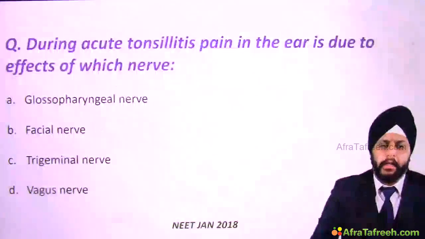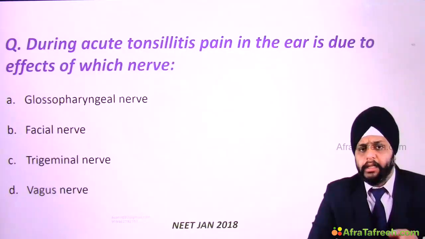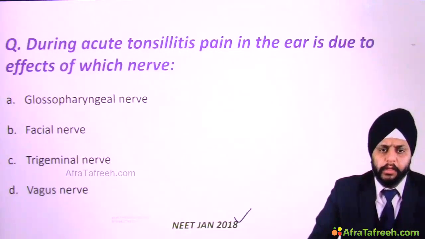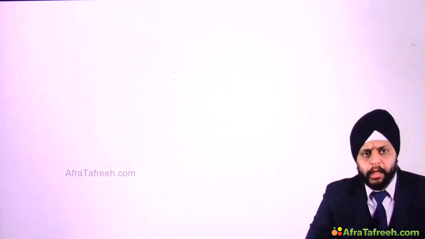Okay, let's look at the next question. During acute tonsillitis, pain in the ear is due to effects of which nerve? Again, this question was asked in NEET Jan 18, the same question repeated. The answer is the glossopharyngeal nerve. Okay, next question.